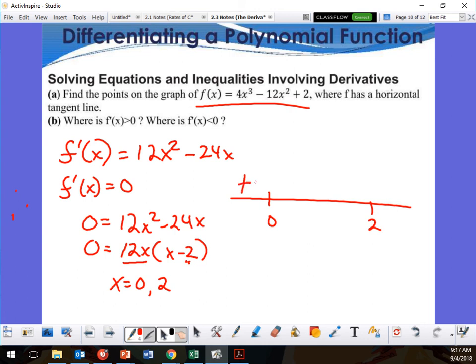All right, a number between 0 and 2. Let's do 1. Yeah, it's negative. That one's going to be negative, so I know that's going to be below. Okay, and let's pick a number on the other side of 2. Let's say 3. Is it positive or negative? Positive.